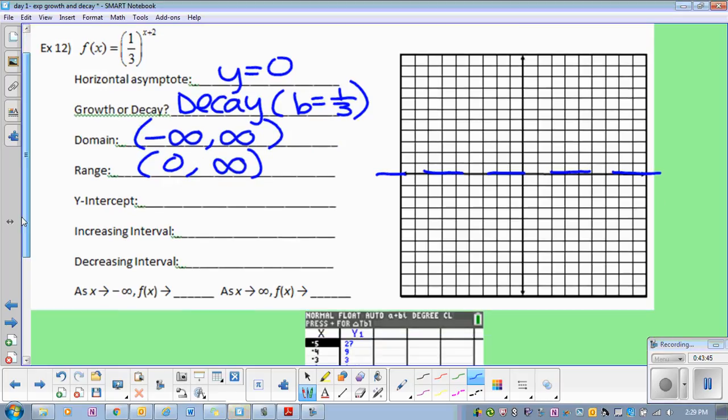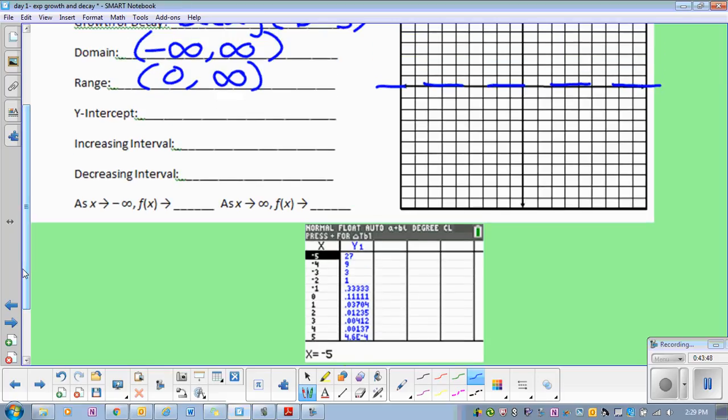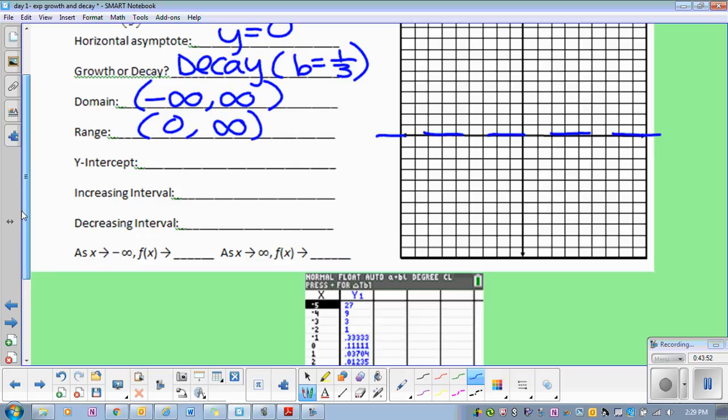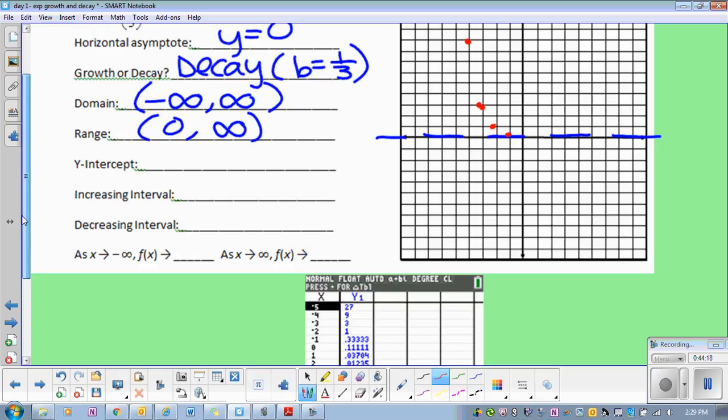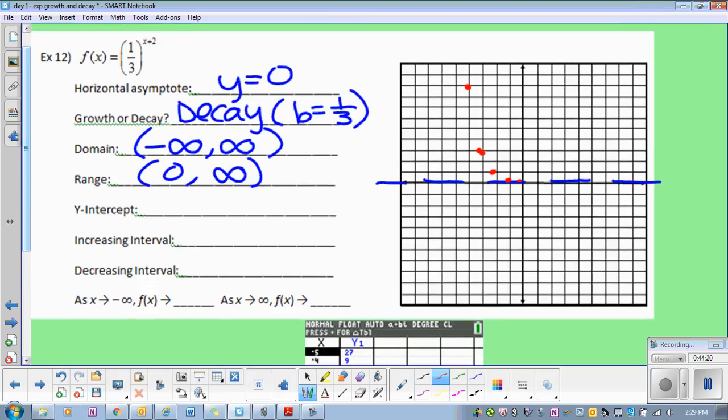Now, when I plug this into the calculator, this is what I get from my points, right? (-4, 9), (-3, 3), (-2, 1), and what is 0? 0.11. It's all just really close, right?